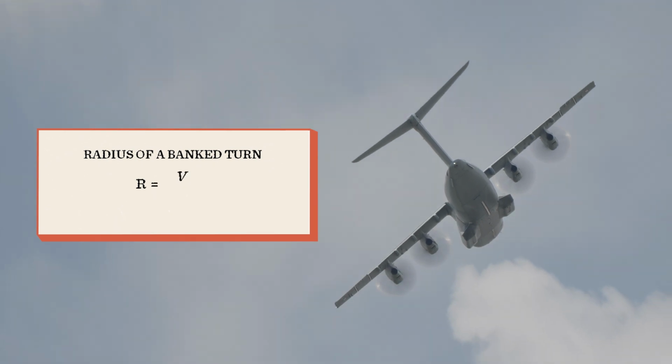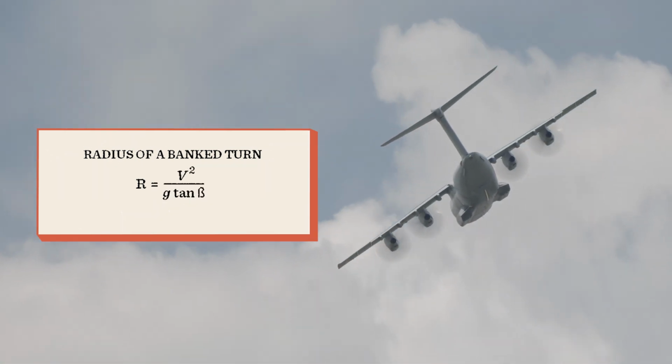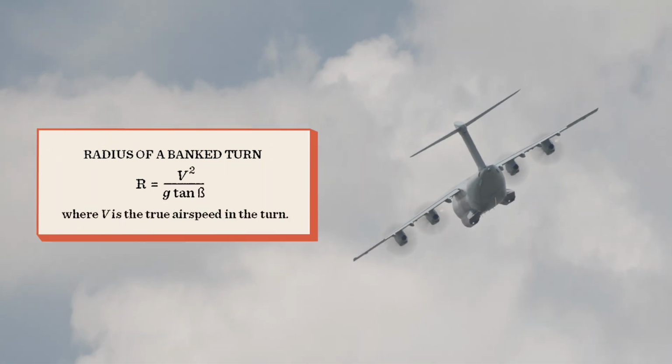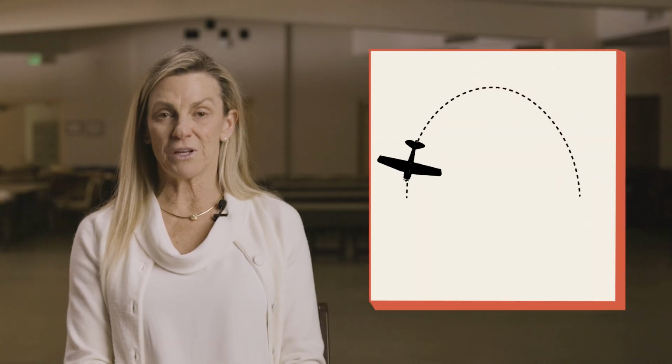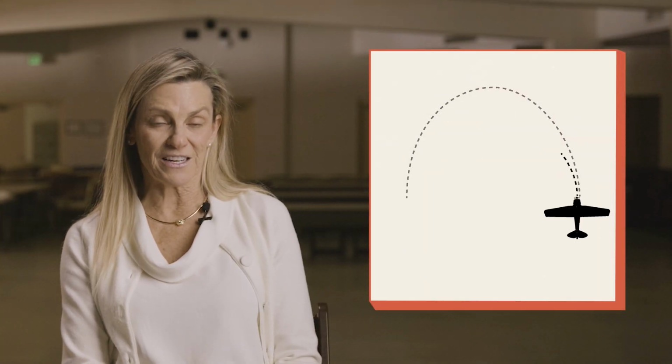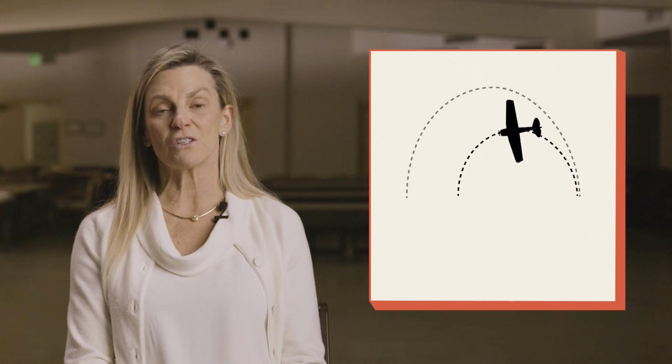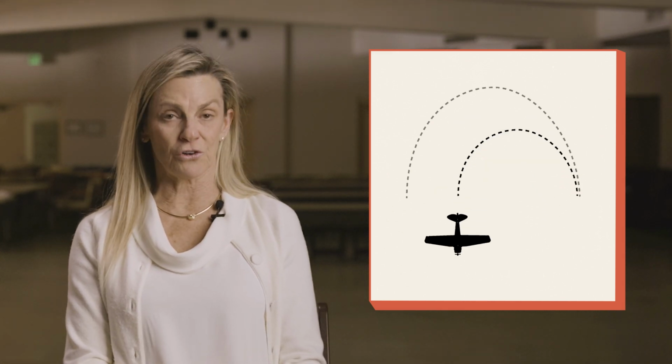Turn radius is a function of aircraft airspeed. It's a function of the square of airspeed. So that means that if you double your airspeed, you'll actually quadruple your turn radius. And if you cut your airspeed in half, you cut your turn radius to a quarter. So that shows you the profound effect that velocity has on turn radius.